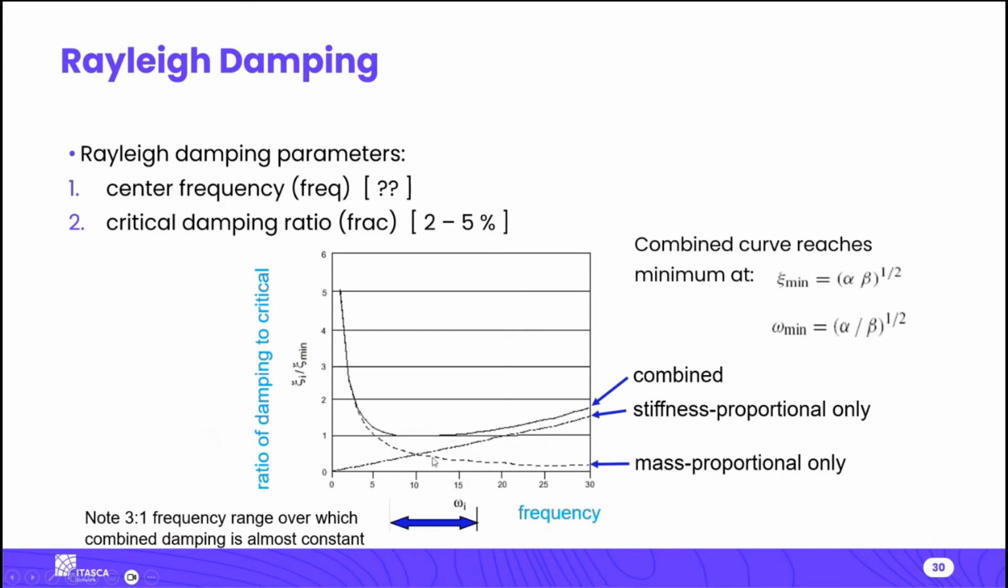But if you put them together, you end up with a flat portion here. So this curve here is showing the addition of the stiffness part and the mass part. And what you see is between about roughly 7 and 17 hertz, you get a relatively flat response, so that all of these frequencies are damped more or less the same. And so this is the way that Rayleigh damping works.